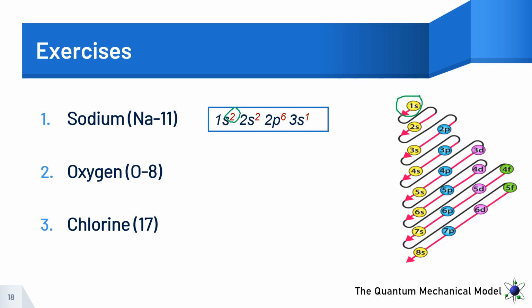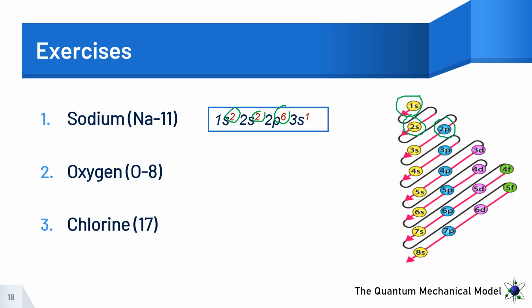Okay? So 11 minus 2, we still need 9. So again, followed by 2s2. The maximum number of electrons for s is again 2. So we have 2 plus 2, we have 4. 11 minus 4, we have 7. So we are still missing 7, followed by 2p. The maximum number of electrons for p orbital is 6. So we can write 6. So 6 plus 4, we have 10.